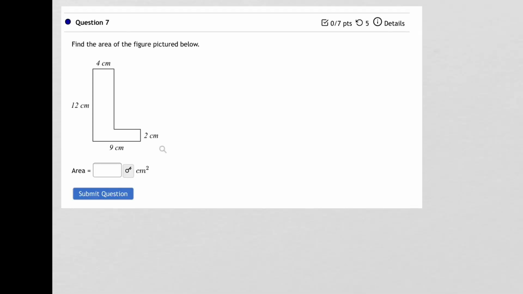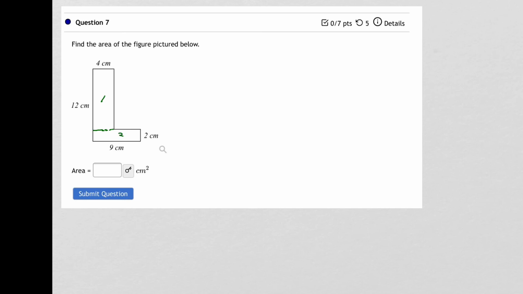Okay, in this question, we want to find the area of the figure pictured below, so the area of the L. Well, to do that, we kind of have to break up this figure into two. We can really create 2 rectangles out of this. I can do this one of 2 ways. Let me do it this way. Let me extend this side over. So I have rectangle 1, rectangle 2.